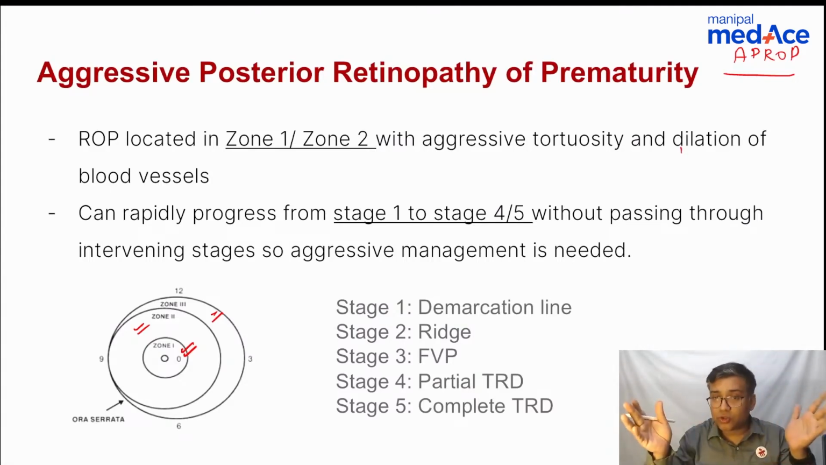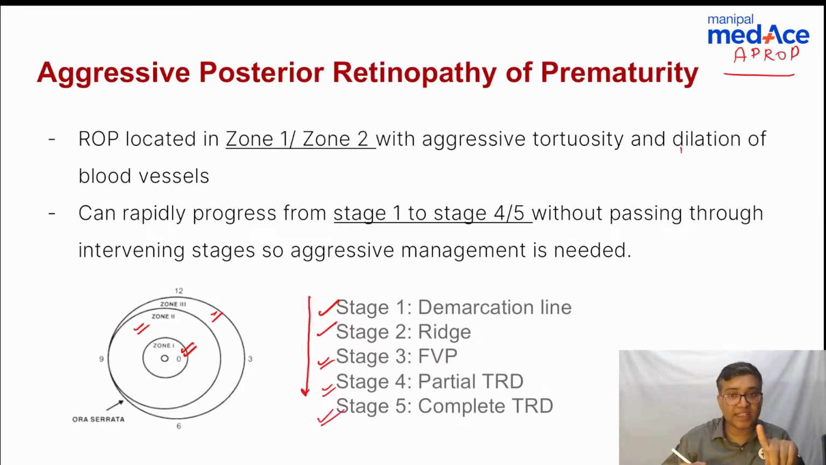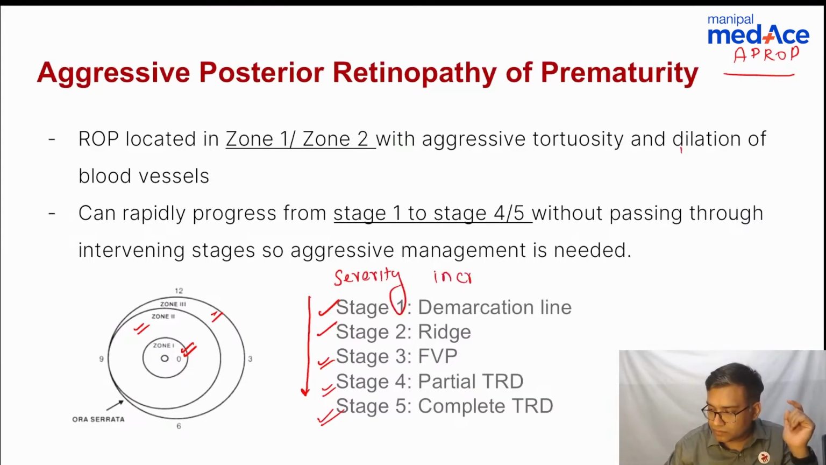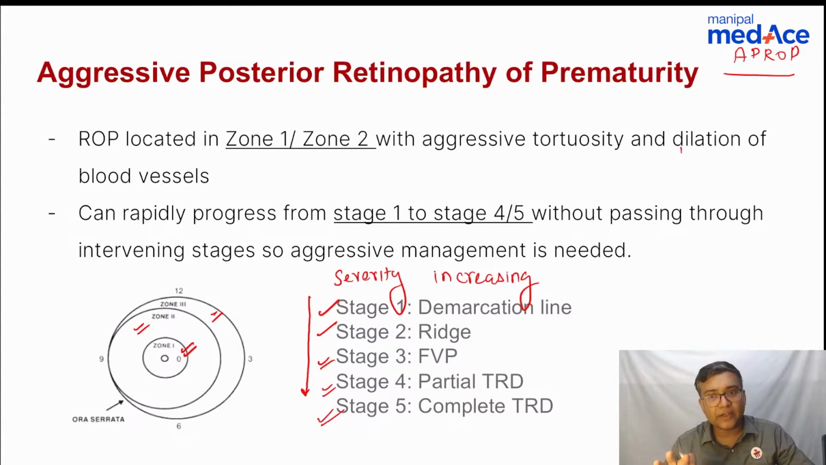But when we go to stage 1 to stage 5, in stage 1 there is just a demarcation line, in stage 2 there is a ridge, in stage 3 there is a proliferation, in stage 4 there is a partial TRD, partial tractional retinal detachment, and in stage 5 there is a complete tractional retinal detachment. So as you go down from stage 1 to stage 5, the severity is increasing. Okay, so severity is increasing in the APROP from stage 1 to stage 5, and they do not basically follow a definite trend. That is the most important point you have to remember.